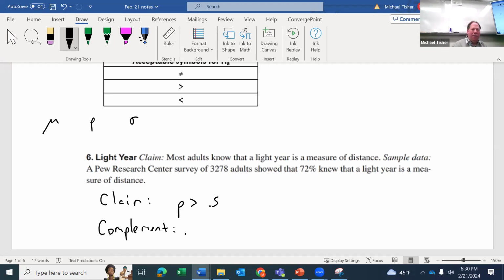Very good, right? So how would I symbolically write that? Then they're equal to 0.5. Yes, very good. Awesome. Okay. So P greater than 0.5, and then P less than or equal to 0.5. Very good.